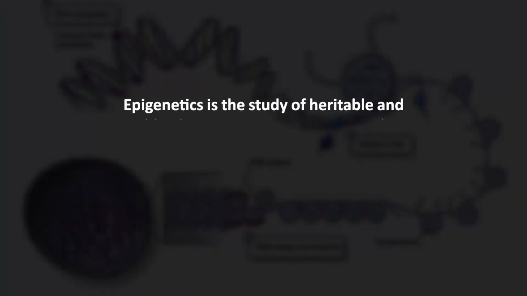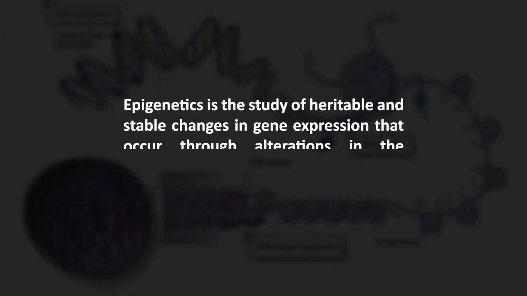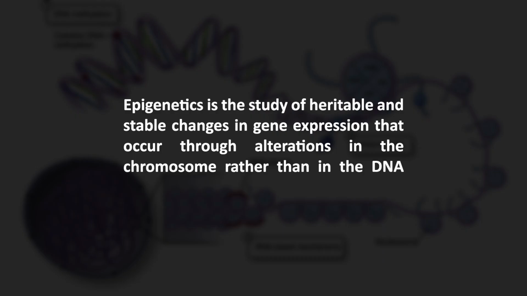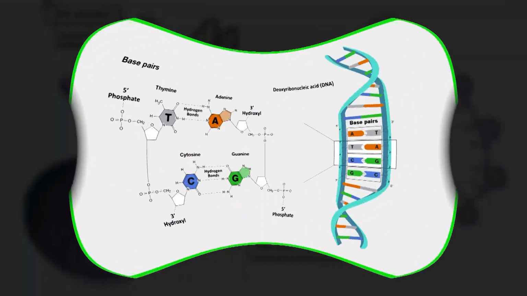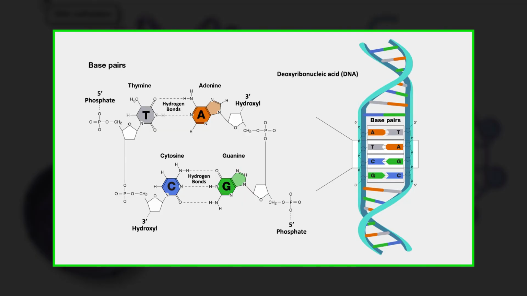Epigenetics is the study of heritable and stable changes in gene expression that occur through alterations in the chromosome rather than in the DNA sequence. Despite not directly altering the DNA sequence, epigenetic mechanisms can regulate gene expression through chemical modifications of DNA bases and change to the chromosomal superstructure in which DNA is packed.